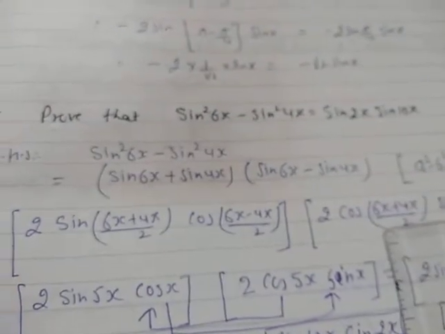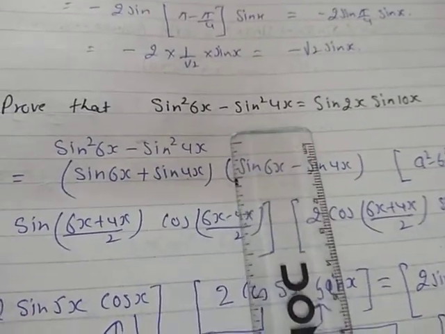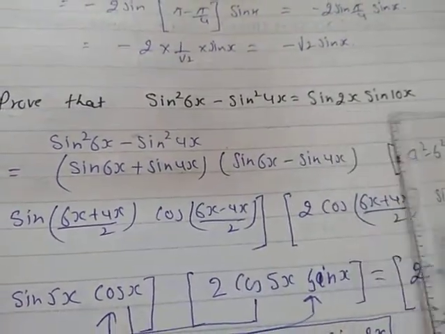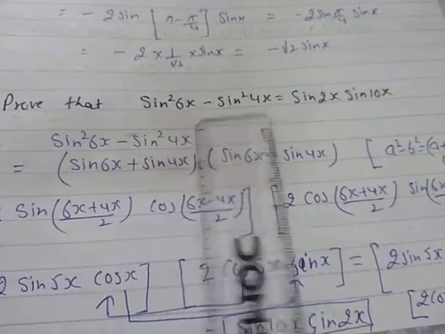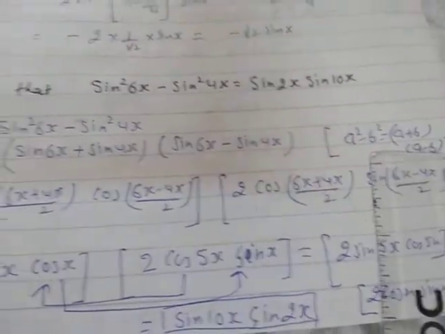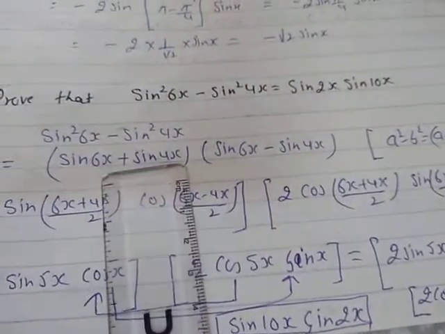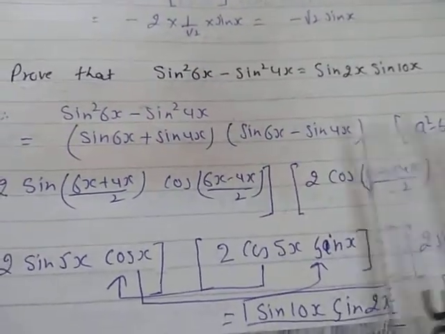Okay. Now the next question is, children, prove that sin square 6x minus sin square 4x is equal to sin 2x sin 10x. First we need to use the identity a square minus b square, which is (a plus b)(a minus b). So (sin 6x plus sin 4x) into (sin 6x minus sin 4x).